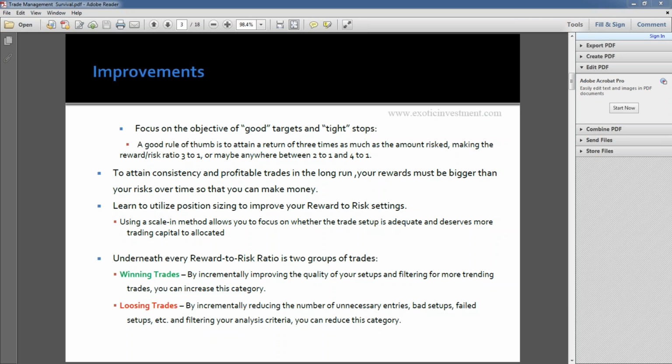So don't take higher positions. It's okay to make 1 point or lose 1 point with one lot rather than losing 0.5 points with 2 lots or 4 lots. Okay, so it is always better that way. So learn to utilize position sizing. You have to verify what position suits you, and if the risk reward ratio is favorable for you, then take the trades. And using a scale-in method allows you to focus on whether the trade setup is adequate.